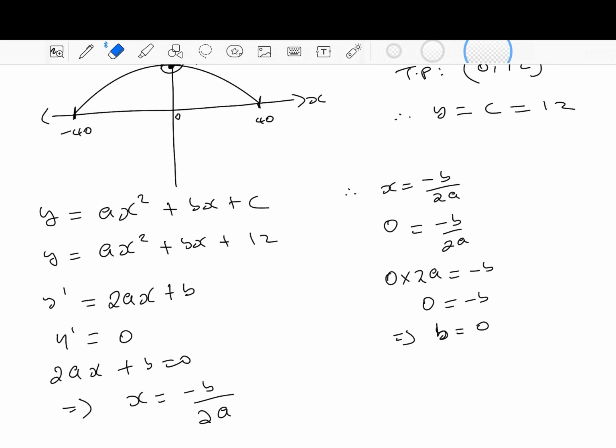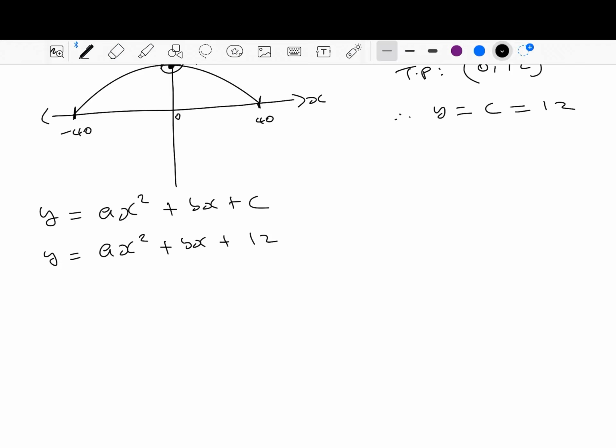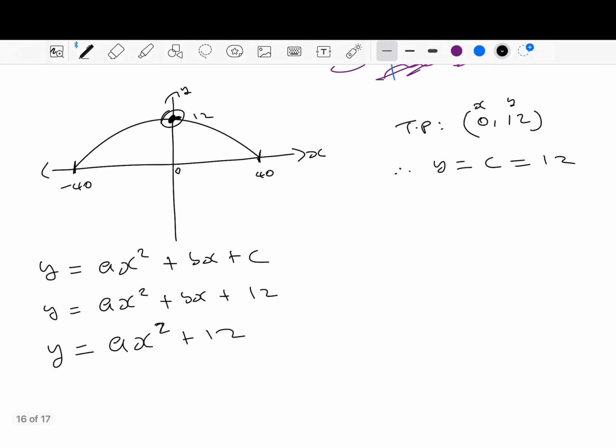Now our equation looks like this. So y is equal to ax squared plus 0 plus 12, because it's 0 times x plus 12, and 0 times x is 0. So y is equal to ax squared plus 12. That is our equation. Now, what is our a?